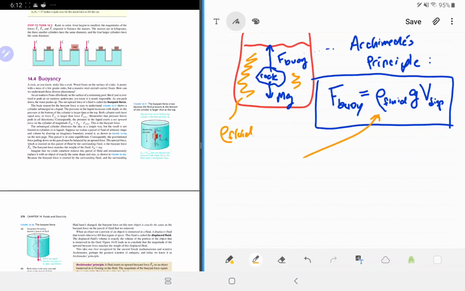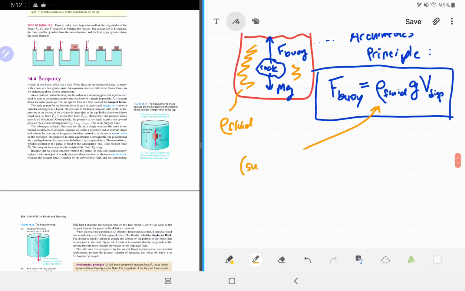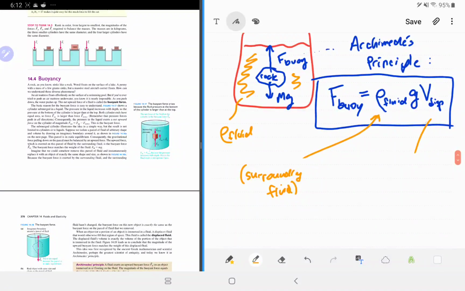The density of the rock actually doesn't matter for that rho part. So this is the density of the surrounding fluid. Remember, for water, that's 1,000 kilograms per cubic meter. g is the 9.8 meters per second squared. I think you're comfortable with that one. V displaced is the volume of fluid displaced.